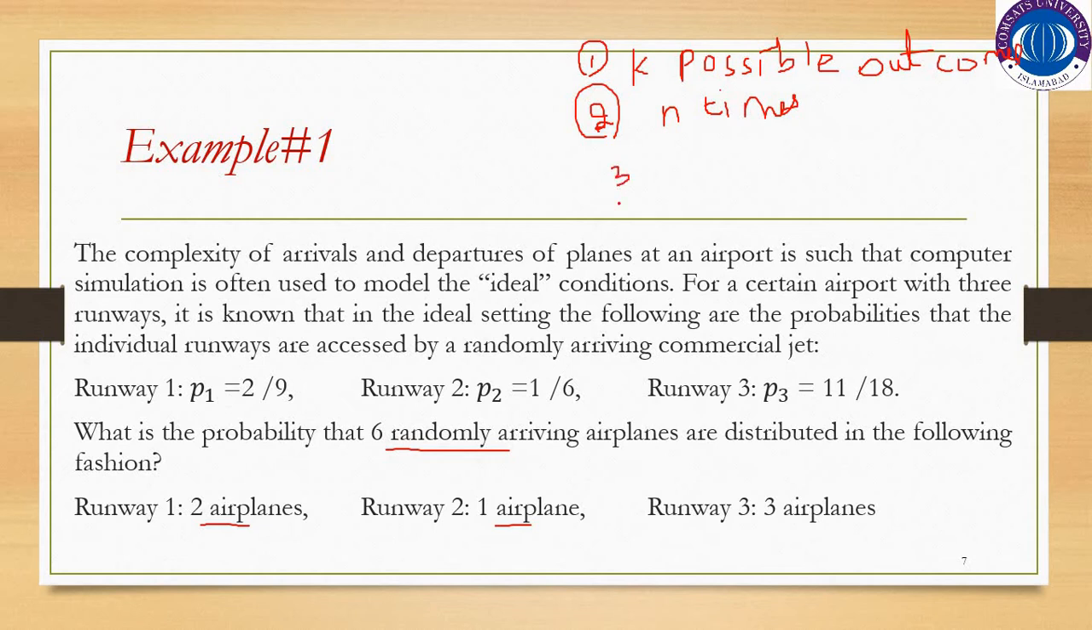And the third property is that each successive trial is independent. The arrival of an airplane is the trial, as we are saying that n is equal to 6. There are 6 airplanes, so each plane is a trial. Each airplane is independent from the other airplanes. So the third property is also fulfilled here.